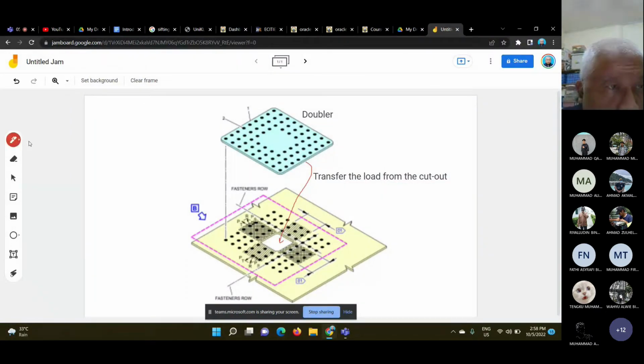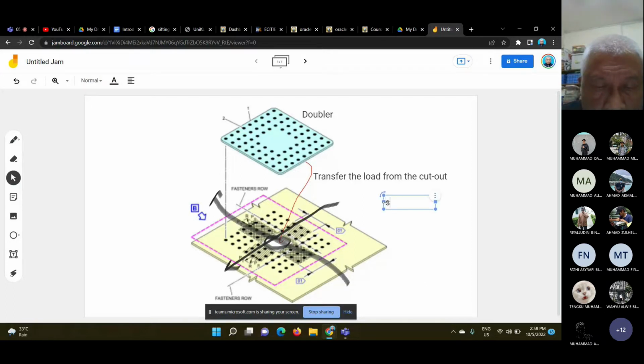It used to be the load would flow through here on the skin, here on the skin, but now it has been lost because the skin has been cut off. Cutting out the skin is standard, okay.